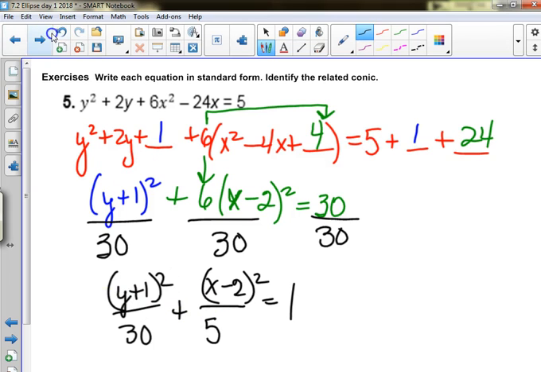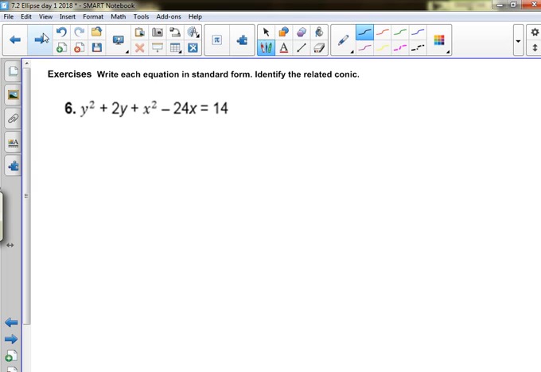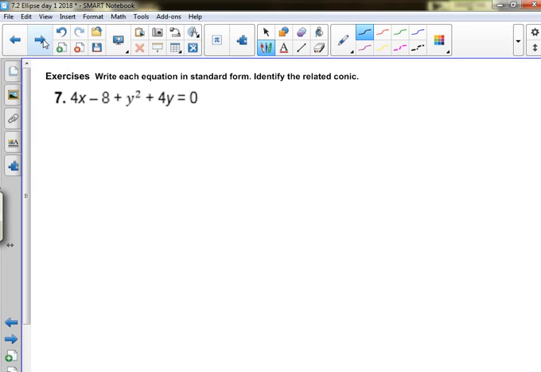Is there another one on here? Ooh, 3 more. Oh, number 7. What's wrong with 7? Okay, on number 7, yeah, there's no y squared. There's no x squared. Yeah, thanks. I don't speak English well.